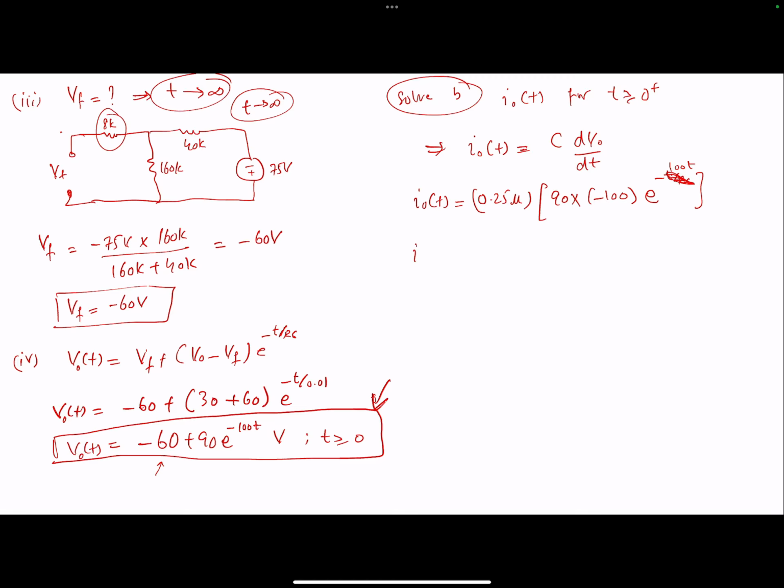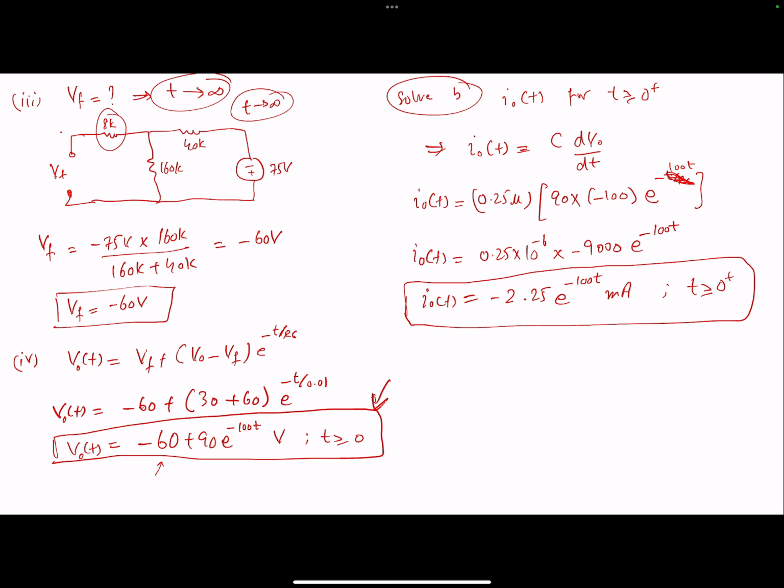Right, so if you were to solve this, I naught of t is going to come out to be 0.25 times 10 to the minus 6 times minus 9,000 e raised to power minus 100t. So I naught of t equals minus 2.25 e raised to power minus 100t milliamperes for t greater than or equal to 0 positive. So this is the value of the capacitor current that is going to flow in the circuit.